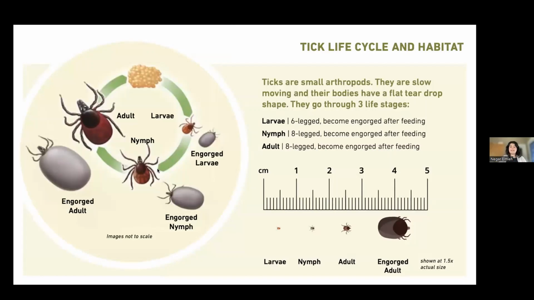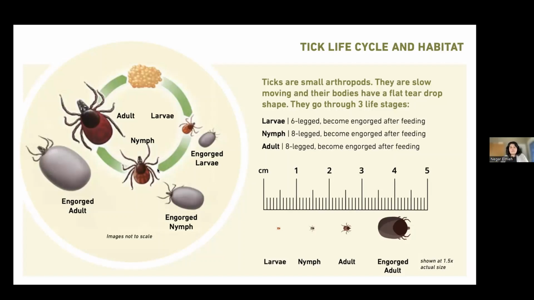So just so we're all on the same page, we're going to look at the tick life cycle and the habitats. So ticks are small arthropods. They're slow moving. Their bodies have a flat teardrop shape, and they have some distinct life stages. So once from an egg, they hatch, they go into a larvae, a nymph, and an adult. And to transition from each of these stages, they need to have a blood meal, and they can feed on mammals, birds, reptiles, and amphibians. And when they feed, they become engorged, and you can see on the slide the engorged state.